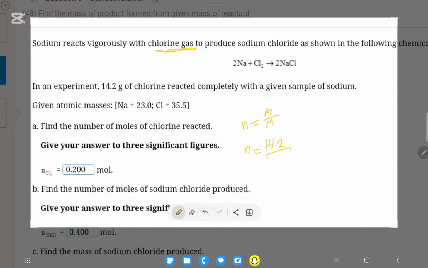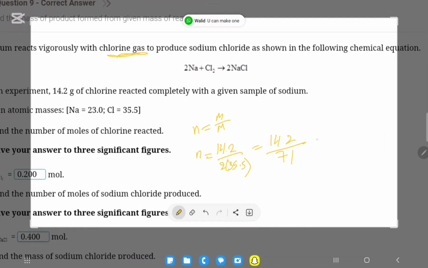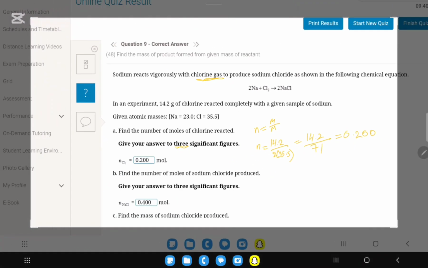So 2 times 35.5, 14.2 over 71, and then I just put it in my calculator. 14.2 divided by 71, and you get 0.2. Now they told us they wanted 3 significant figures, so we add 2 zeros to make 3 significant figures.